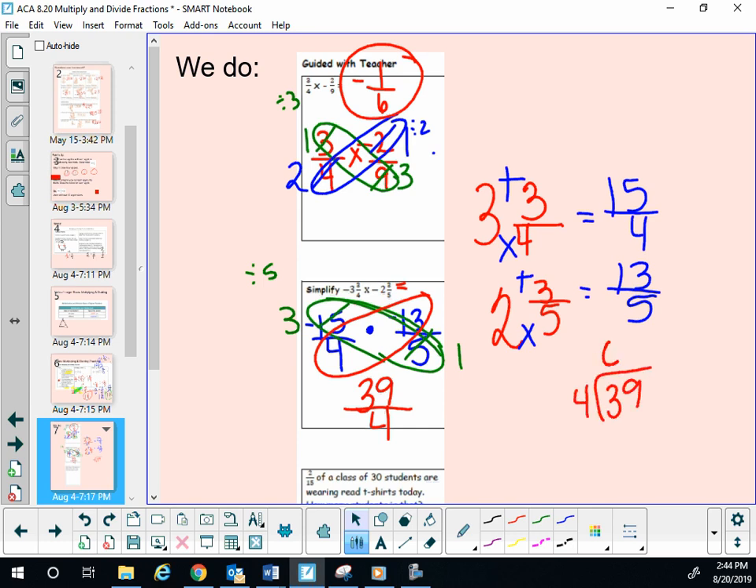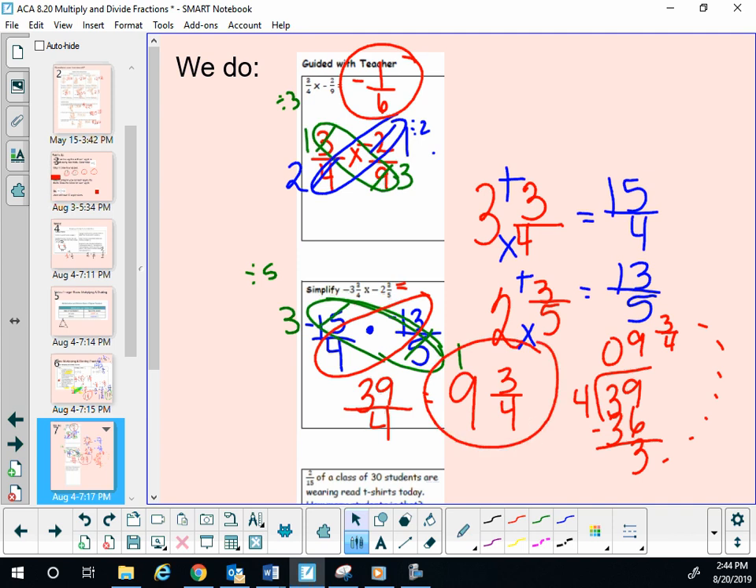If you cannot, you could always write it out. I know 3 cannot be divided by 4. How about 39? 9. 9 times 4 is 36, and 39 minus 36 is 3. So this really equals 9 and 3/4. If you want to make sure that you did this right, you could go back: 4 times 9 is 36, plus 3 is 39 over 4. You know you solved it correctly.